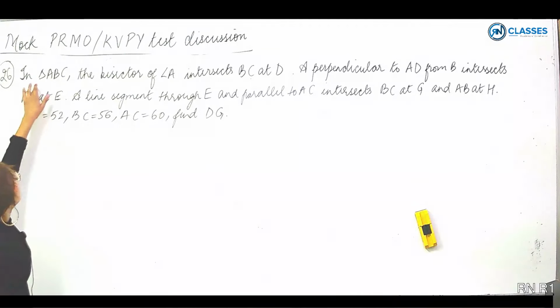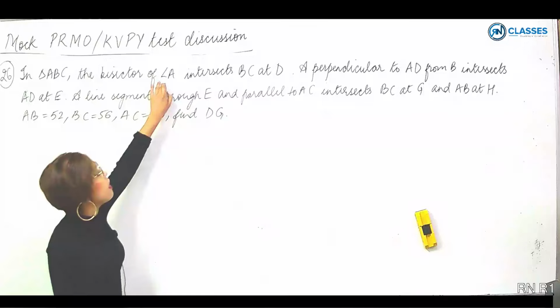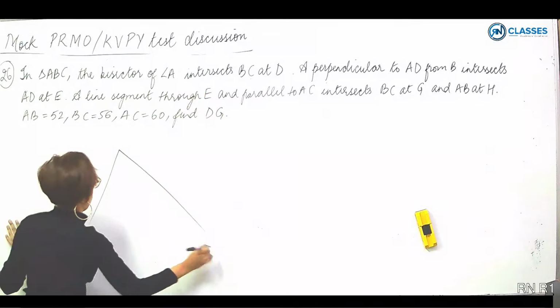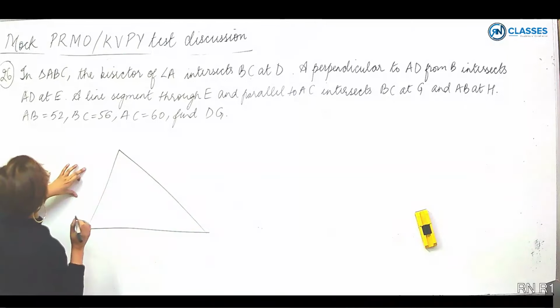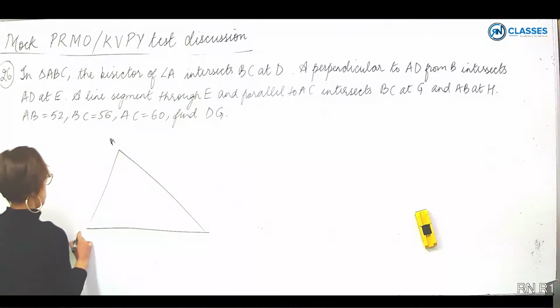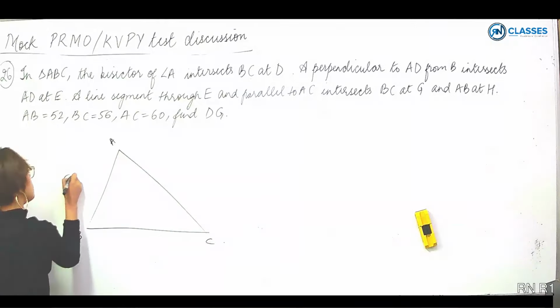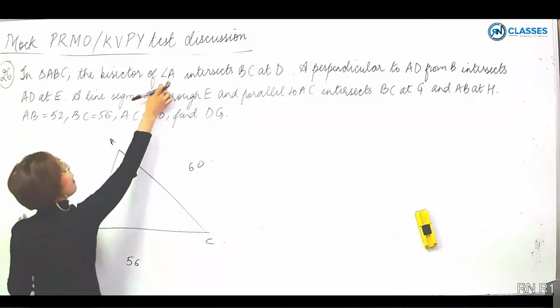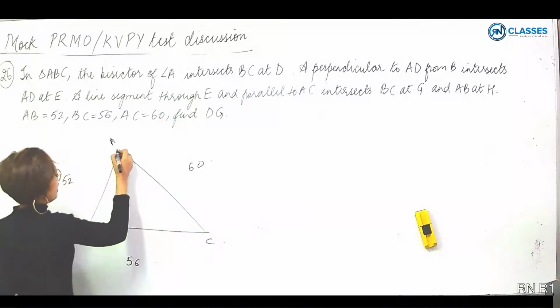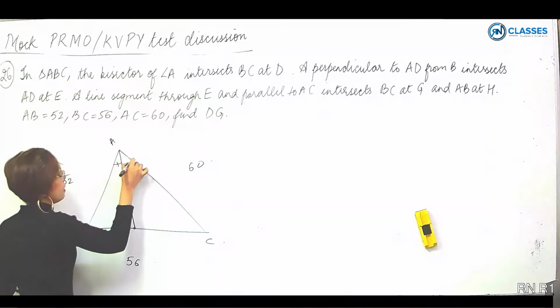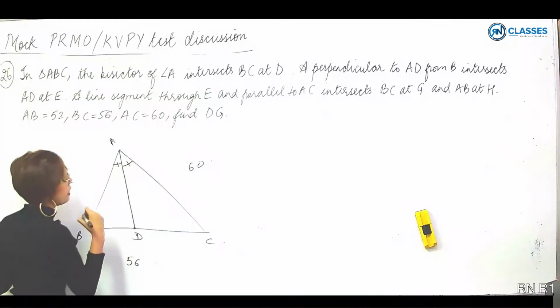He says in triangle ABC, the bisector of angle A intersects BC at D. So let me have my triangle first. Now AB is 52, BC is 56, AC is 60. Okay, so A, B, C. These lengths are 52, 56 and 60. Now the bisector of angle A intersects BC at D. So my bisector is somewhat like this. This angle is equal to this angle, this point is D.